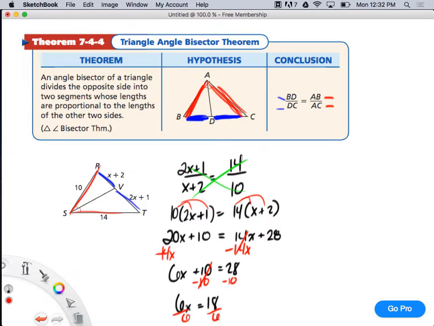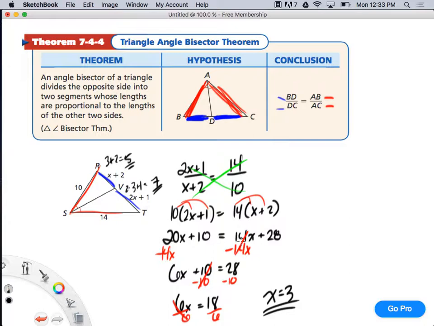Divide both sides by 6, and I get x equals 3. Does that make sense? Now, if it asked me for RV, then I just plug it in. 3 plus 2 equals 5. If it asked me for VT, I'd plug it in. 2 times 3 plus 1 is 6 plus 1, which is 7. Does that make sense?